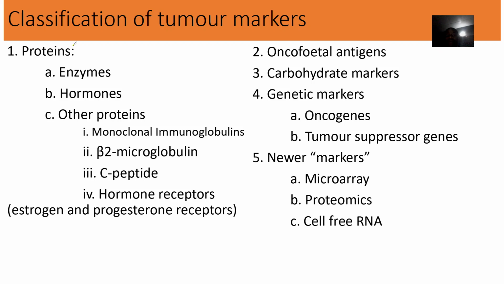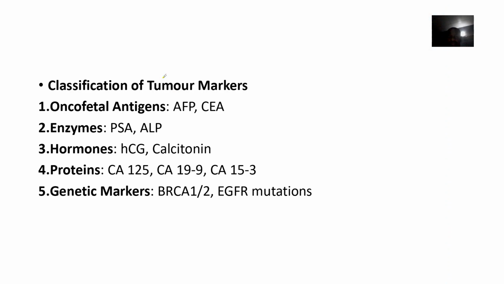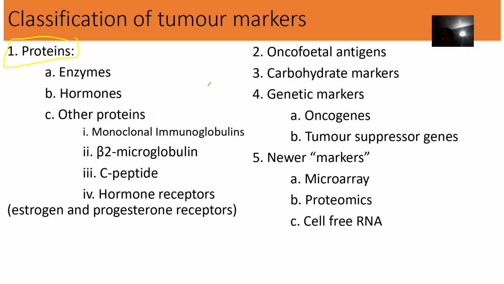We have tumor markers. First of all, they are usually called proteins. So proteins, under these proteins, we have examples like enzymes, we have hormones, right? We have other proteins like monoclonal immunoglobulins, beta-2 microglobulins. We have the C-peptide. We have hormone receptors like estrogen receptors, progesterone receptors. Then for the number 2, we have the oncofetal antigens.